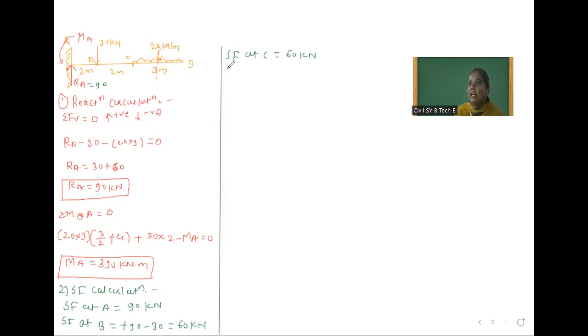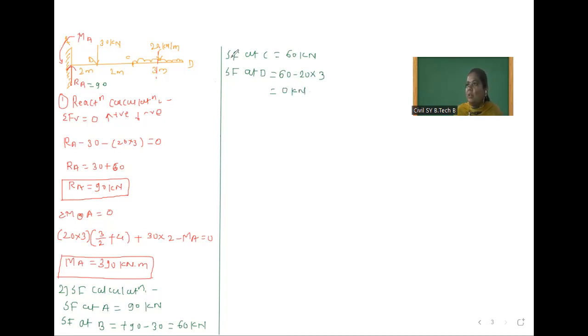After that, we will calculate at D. So shear force at D is equal to shear force up to C point, which is 60. And in between C to D, downward force is there. So minus 20 into 3. So shear force at D is 0 kilonewton. So these are the shear force calculations.